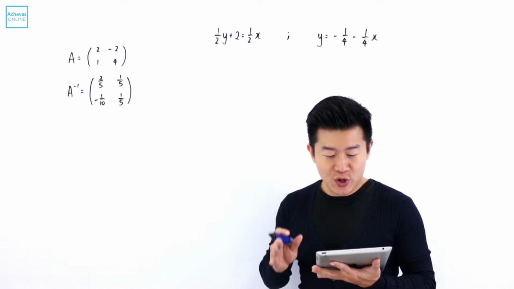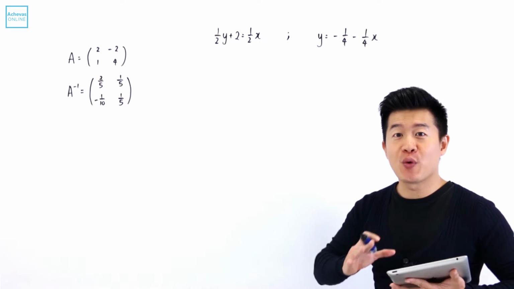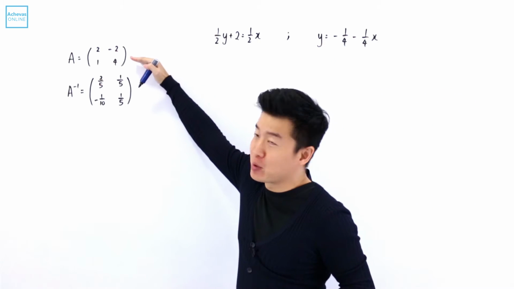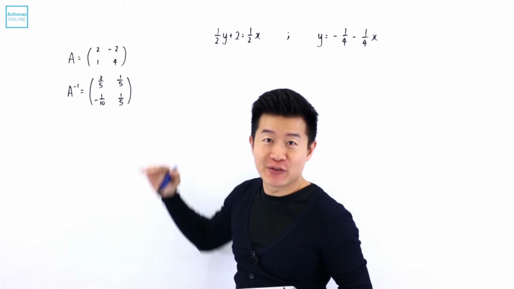What we will need to do to solve the simultaneous equation is create a coefficient matrix of this simultaneous equation so that it can probably look like the matrix A that is given to us.